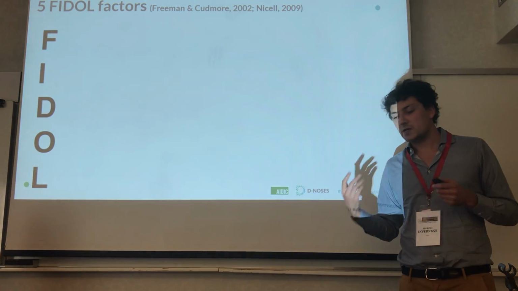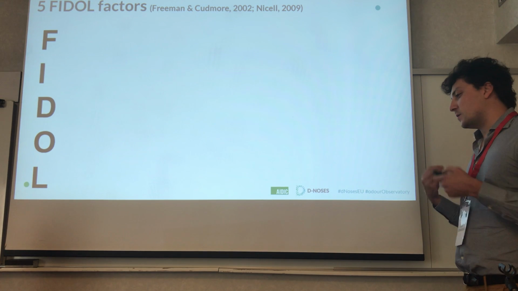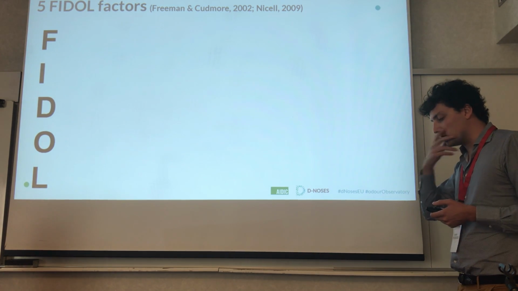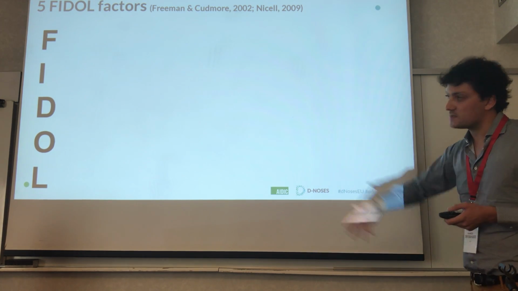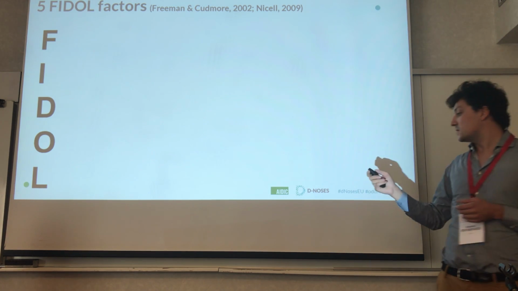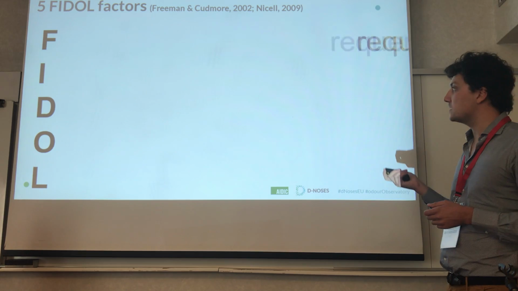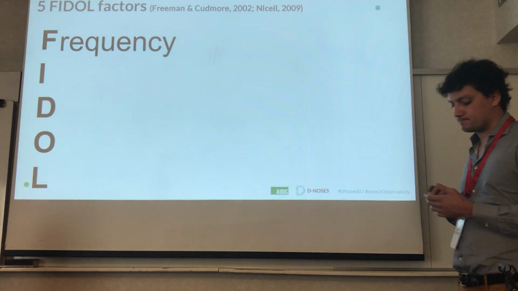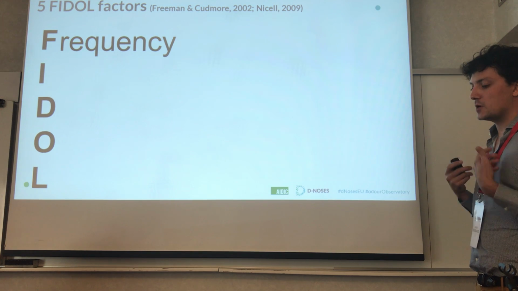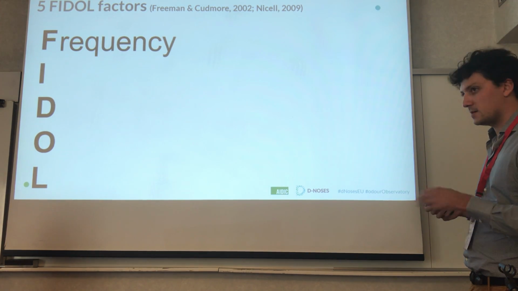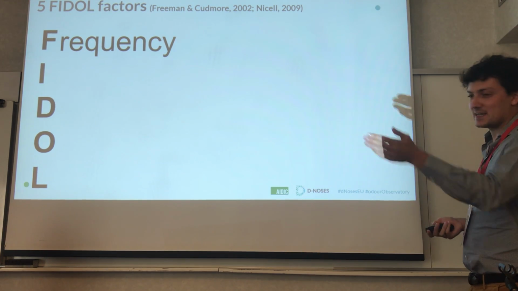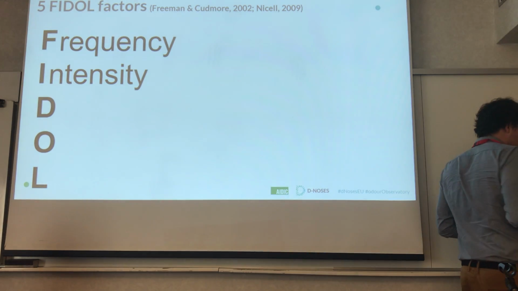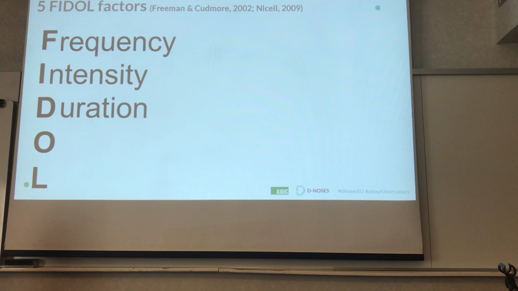Anyway, what is usually used to consider all the features that a nuisance could have are these 5 FIDOL factors. FIDOL because of the first letter of each of them. The first one is the frequency of an odor, because if I'm often exposed to an odor, of course, probably I'll feel more annoyed by these events. There is also, of course, the intensity, because it's worse to feel a strong odor than a light odor.